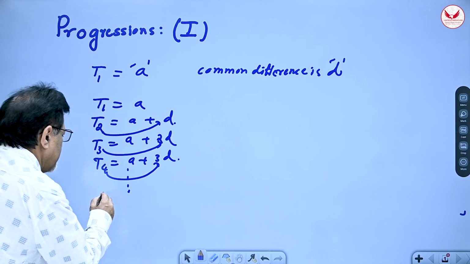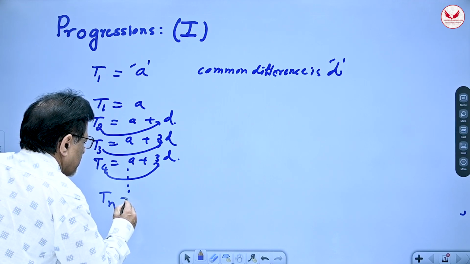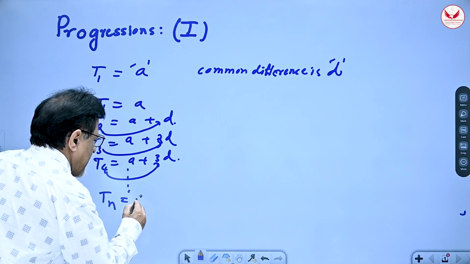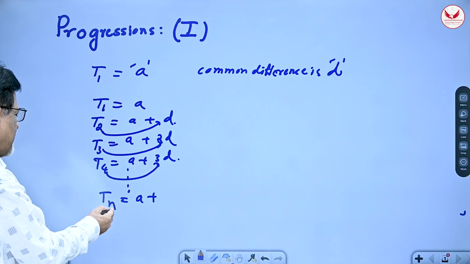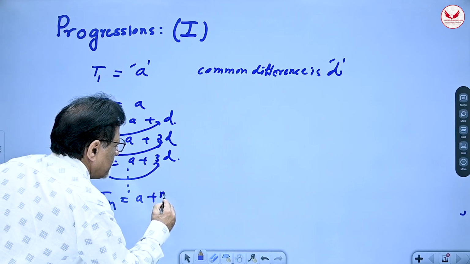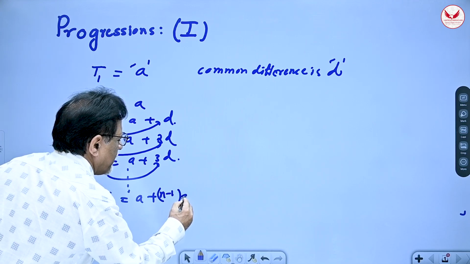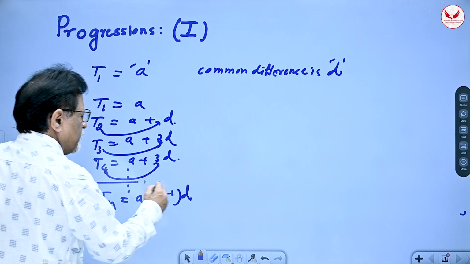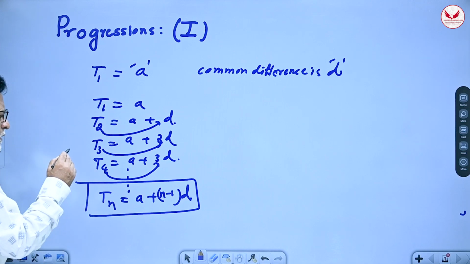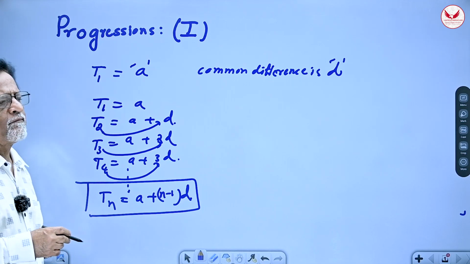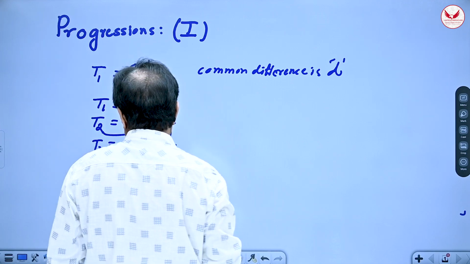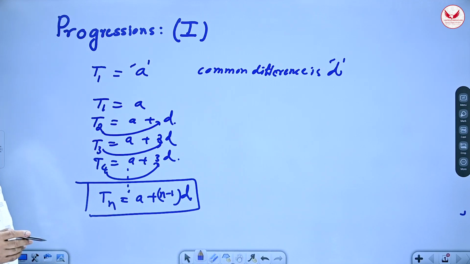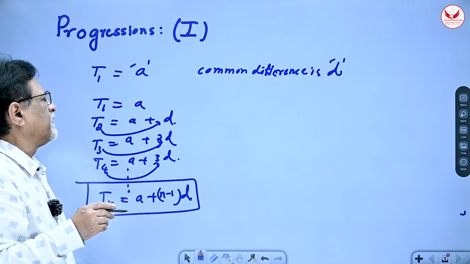So if Tn is the nth term of this progression, then it will be A plus, I will have to multiply D by the number 1 less than n. So 1 less than n means n minus 1, multiplied by D. So this is a very important formula. We got a formula for the nth term of an arithmetic progression, right? So the nth term of an arithmetic progression is given by Tn is equal to A plus n minus 1 times D.